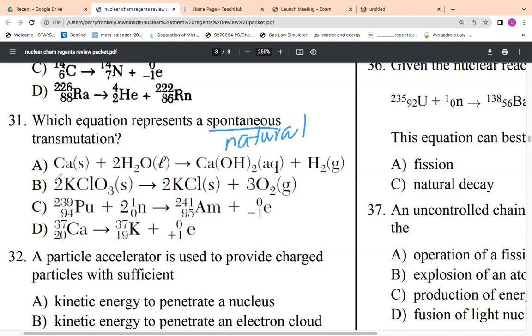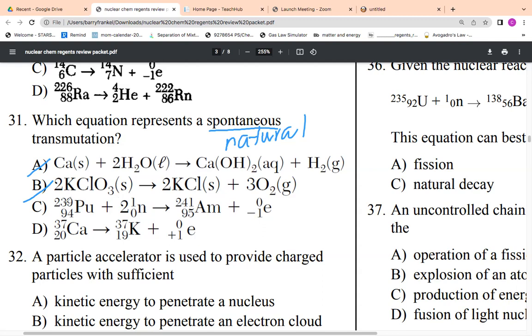transmutation. So first off, make sure that you have an actual transmutation. Make sure you're looking at something nuclear. That's not gamma. For the first one, this is a chemical reaction. I've got calcium and I've got water. Calcium, hydrogen, oxygen on both sides. So this doesn't count. I don't change any elements. Same thing for choice B. Got potassium, chlorine, oxygen, and we've got the same elements on the other side.